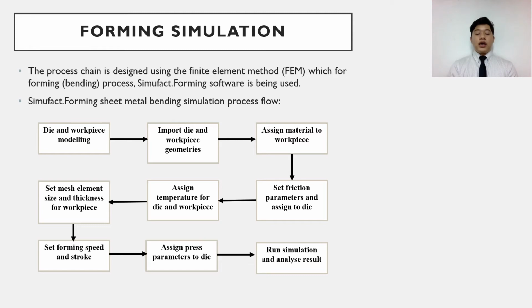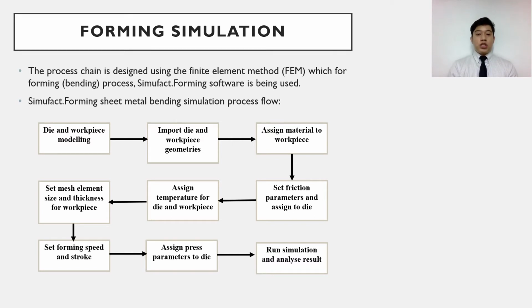And the die and workpiece geometry will be imported to the Simufact Forming software using an STL 3D format. Then we will assign the material to the workpiece, which is DC04, obtained from the Simufact material library. Next, we will set the friction parameter and assign it to both the upper die and lower die. And we will assign the temperature for the die and workpiece, which in this process is 20 degrees Celsius, a temperature close to room temperature.